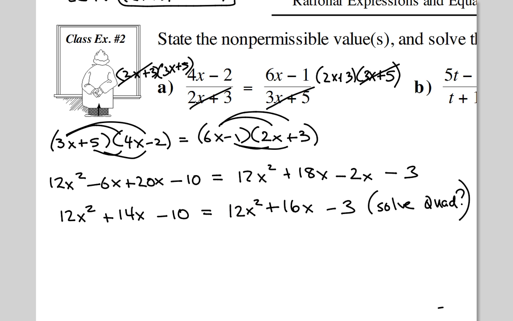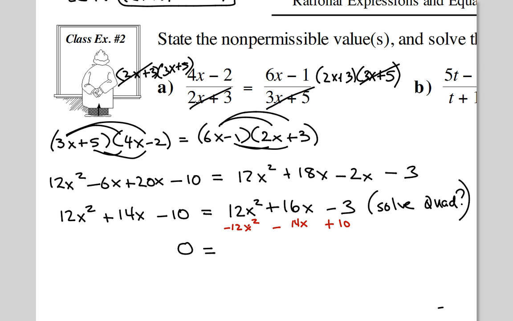Nevertheless, the 12s are going to cancel. So which way do you want to put it? Does it matter? Let's go to the right. 16 is bigger than 14, right? So let's go that way. Put everything on the right. That means the left is 0. Good. So we have 0 equals, and we'll go minus 12x squared minus 14x plus 10.